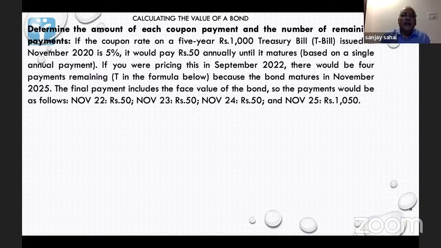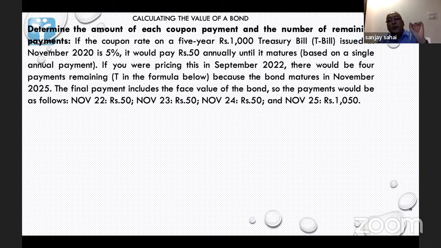So in this example, let's say that there is a 1,000 rupee treasury bill. That treasury bill is a bond. And let's say the coupon is 5%. This bond was issued in November 20 and is maturing in November 25. It's a 5-year bond, and 5% is the coupon.